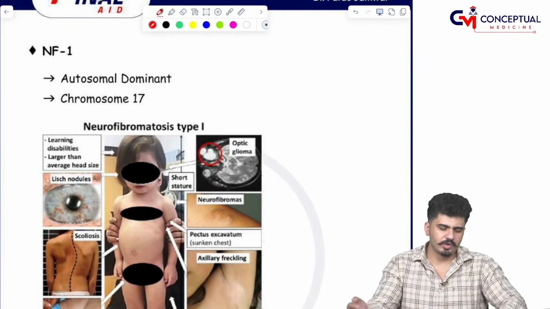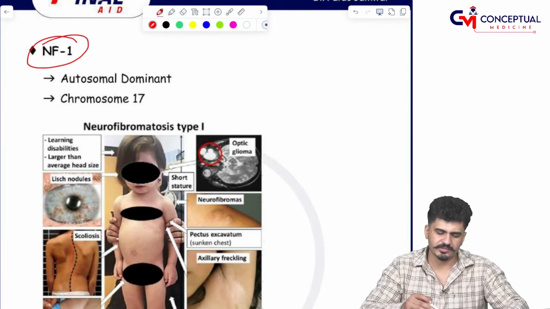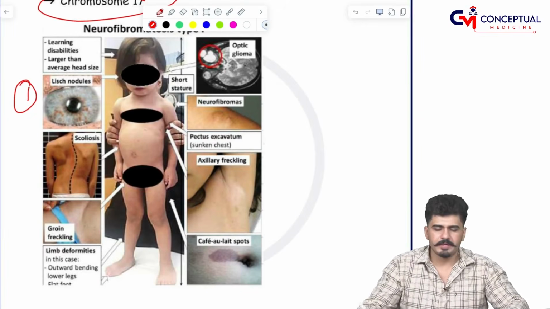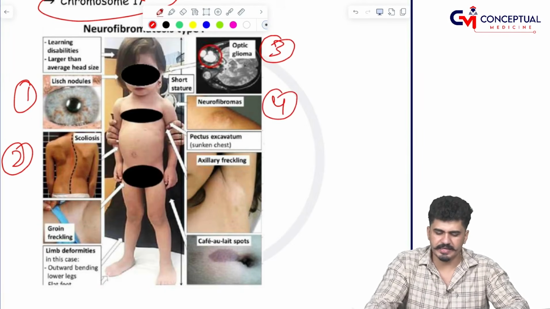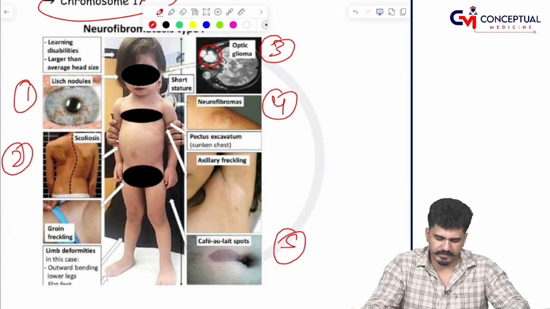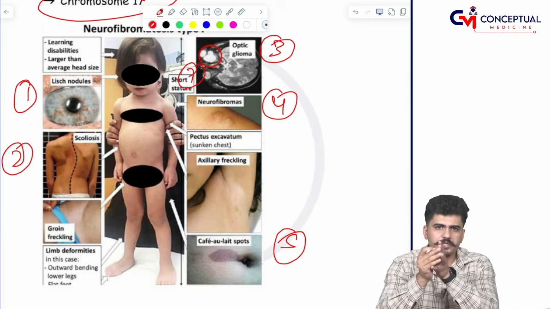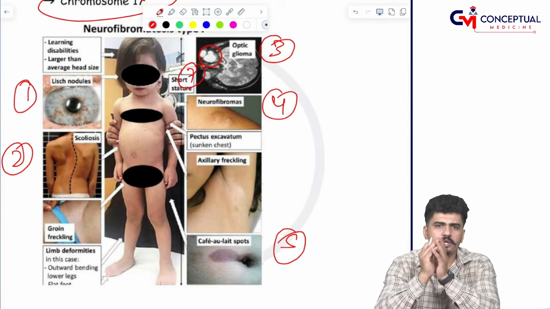Now the last topic is neurofibromatosis type 1 and neurofibromatosis type 2. Type 1 is autosomal dominant, associated with chromosome number 17. What features are you going to see? Lisch nodule, number 1. Scoliosis. There will be optic glioma. Third, neurofibromas. Yes, there will be a café-au-lait spot and short stature. Lisch nodule, café-au-lait spot, optic glioma, then scoliosis, short limb. These all are the features of neurofibromatosis type 1, which is on chromosome number 17.